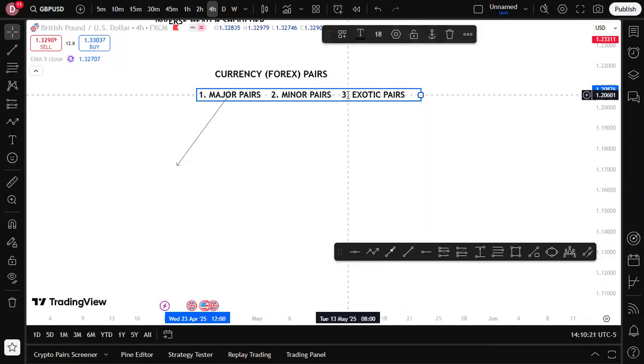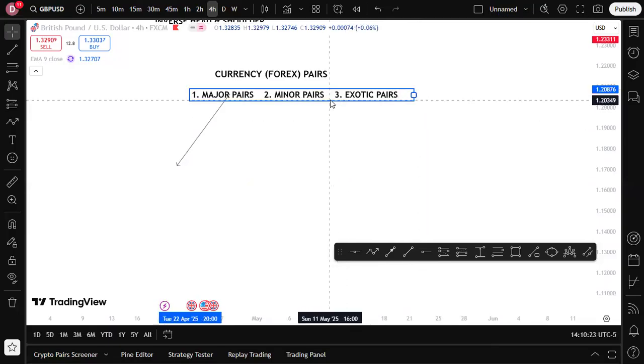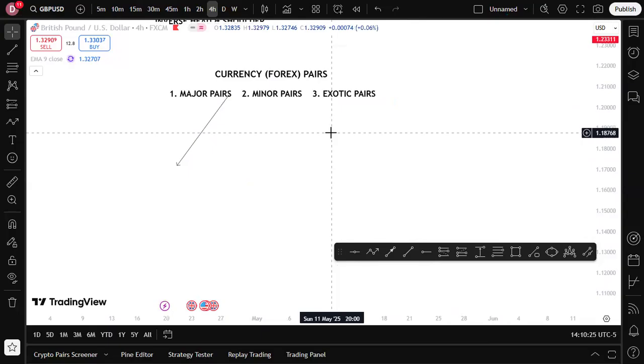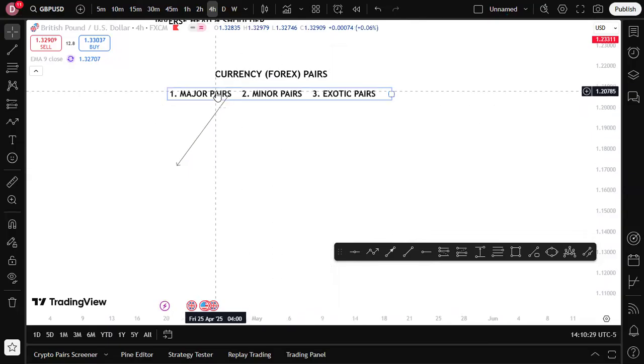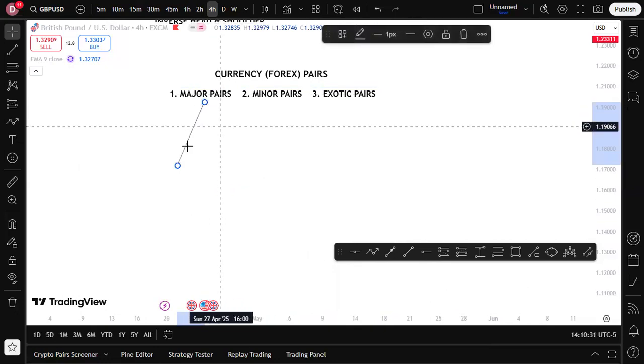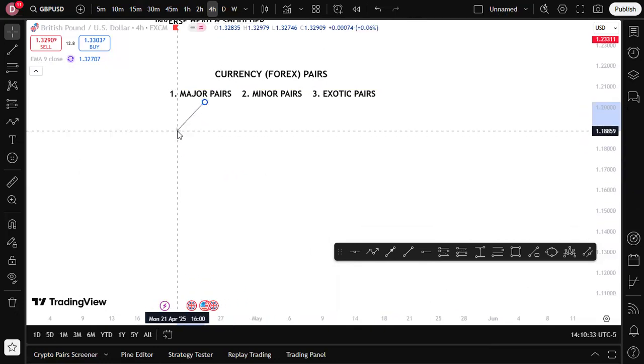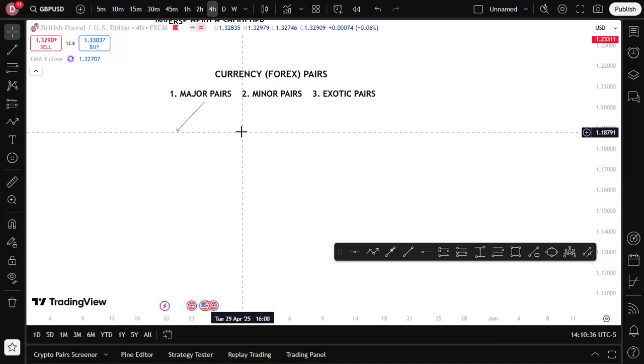So these are the three. The forex pairs are classified into three: one is called the major pairs, the second one is called the minor pairs, and the third one is called the exotic pairs. Now, let's start talking about the first, then we'll move to the second and then the third one.